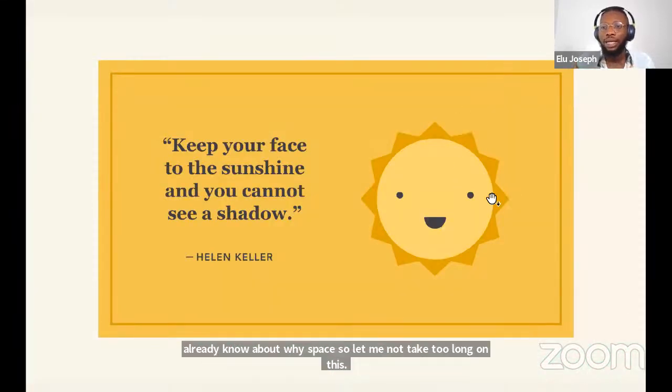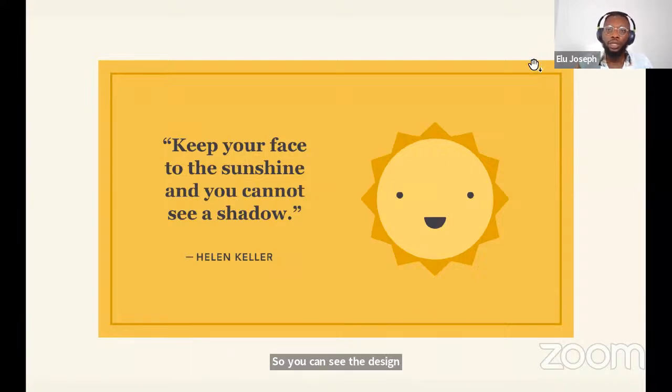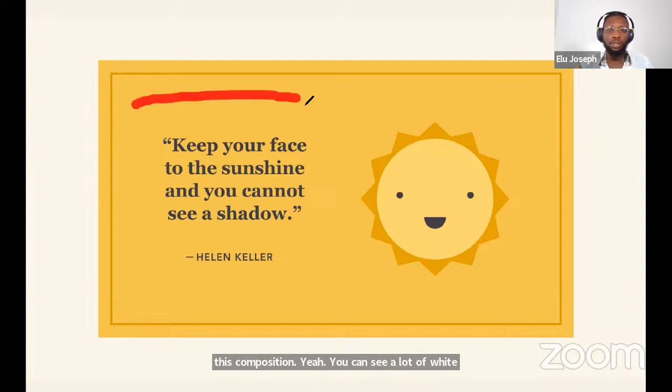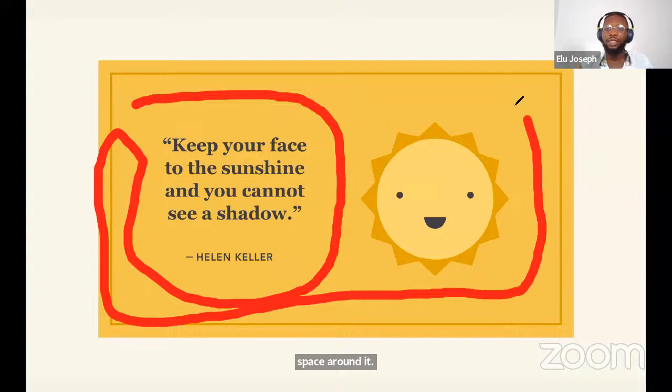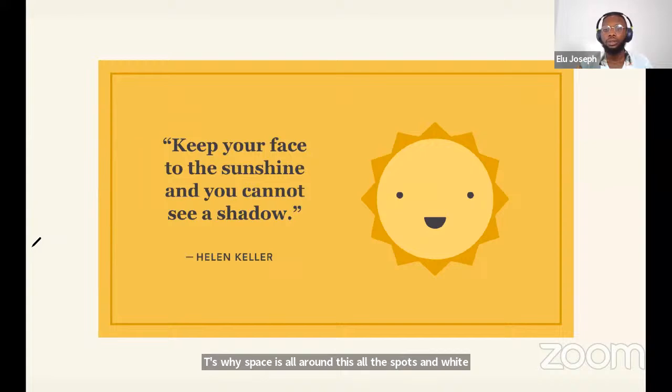So you can see this design now. Looking at this composition here, you can see a lot of white space around it. These white spaces all around, all these parts are white spaces. And you see how beautiful it is.